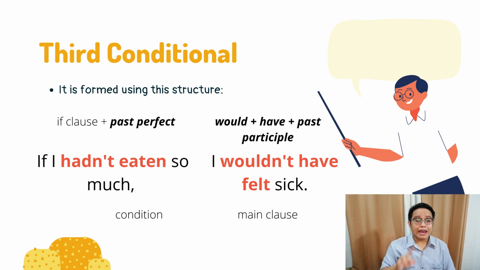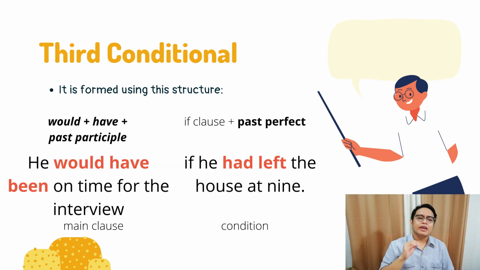Okay? Lastly, inverted. It is inverted. So what would happen if it's inverted? So here's the sentence. He would have been on time for the interview if he had left the house at 9. Okay? So we have the would, we have the have, and we have the past participle been. So he would have been on time for the interview if he had left the house at 9. So you see the had left there, which is our past perfect tense.